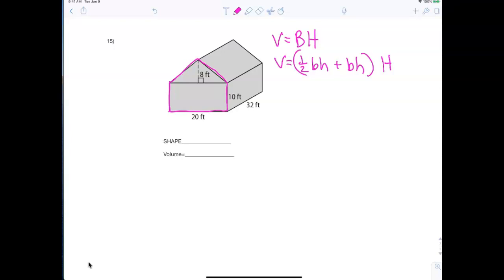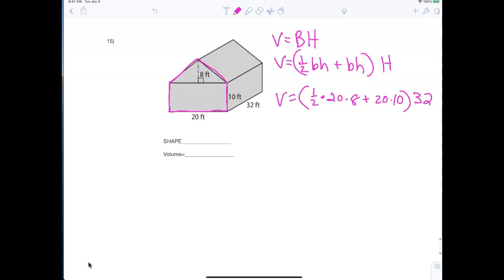Now volume equals parentheses 1/2 times, what's the base of the triangle? 20. What's the height of the triangle? 8. Plus, what's the base of the rectangle? And what's the height of the rectangle? And then what's the height of the prism? That's how simple this problem is, guys.